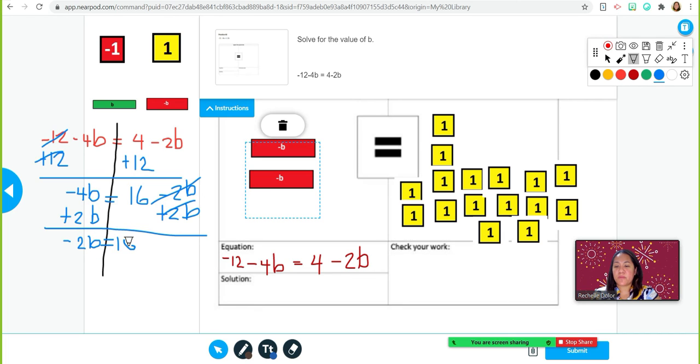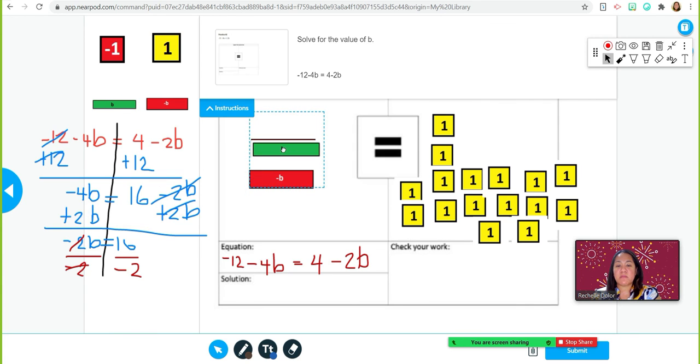So the question is, how many will each b have? The b is negative, right? So as you can see, we need to divide both sides by negative 2, and negative 2. Now negative divided by negative is positive. So what will happen here is that zero pair. You're going to flip the b into a positive. So this becomes a positive now, because you divide both by negative.